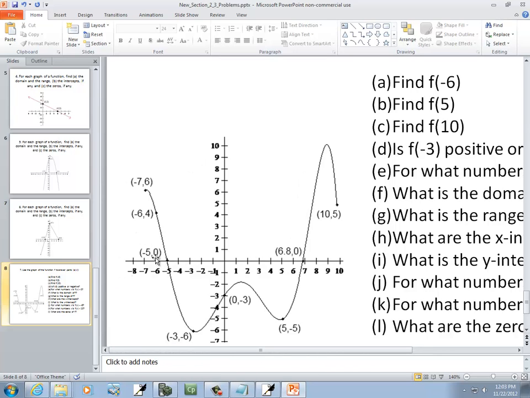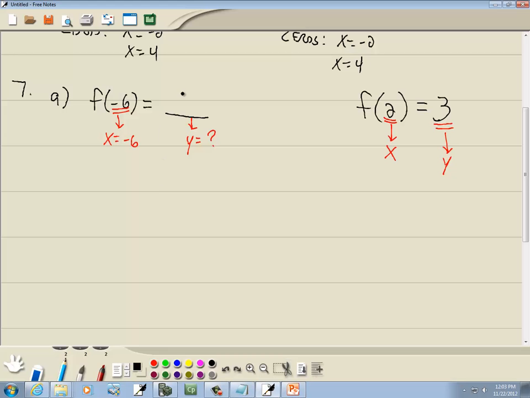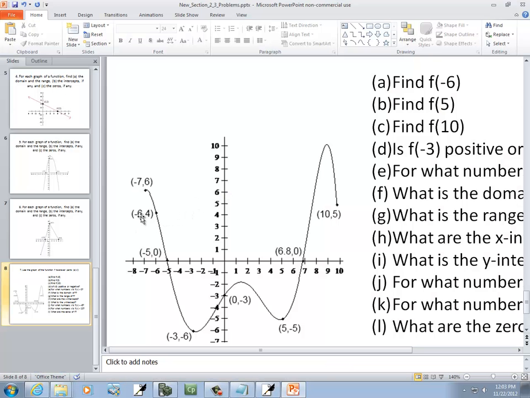Well, here's negative 6 on my x-axis. If I go up, this is the point where my graph is equal to negative 6 on my x values. If I look at my y value, it says 4. So our answer is 4. Basically, we're just looking for the point on our graph where x is equal to negative 6 and then writing down our y part.